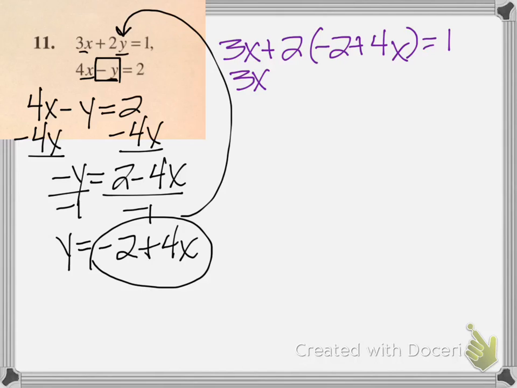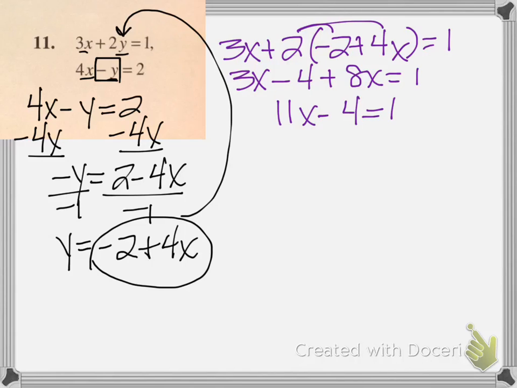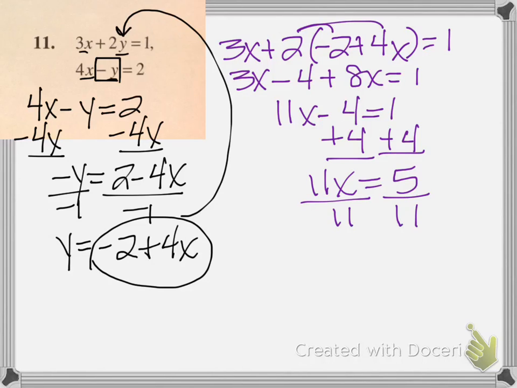This is going to give me an equation to solve. I have to distribute my 2, so negative 4, and then I'm going to have 8x equals 1. I can combine like terms, and now I can start solving. So it looks like x is 5/11. Let's look at one more.